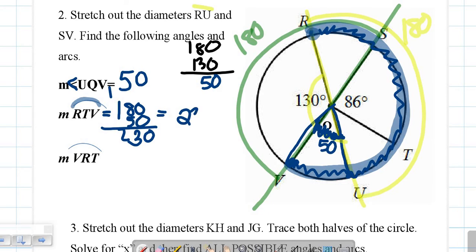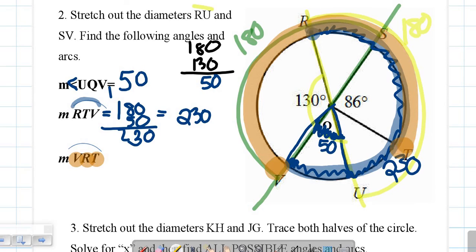So the measure of that arc is 230 degrees. Next one, let's do VRT. You've got to go in that exact order, VRT, the arc. So we start at V, and we go through R all the way around to T. So we need all of that orange.